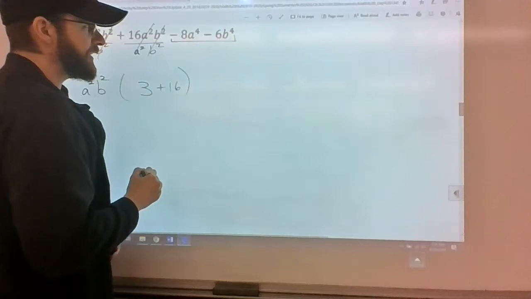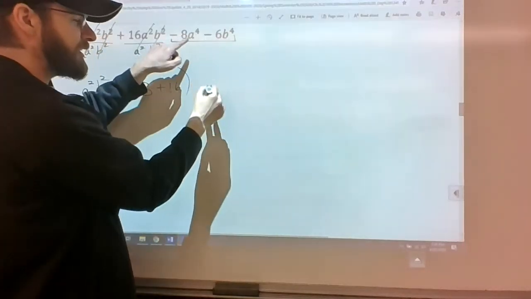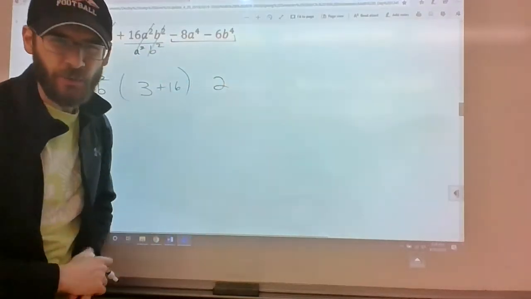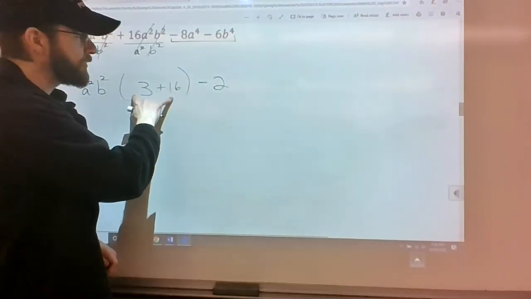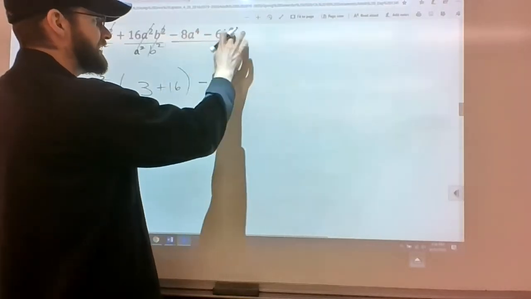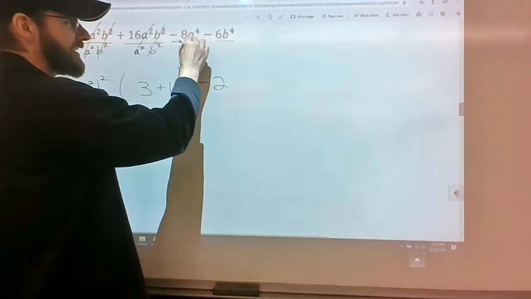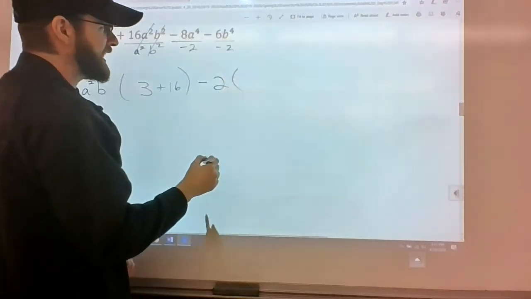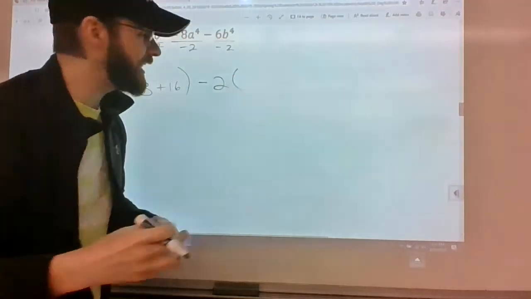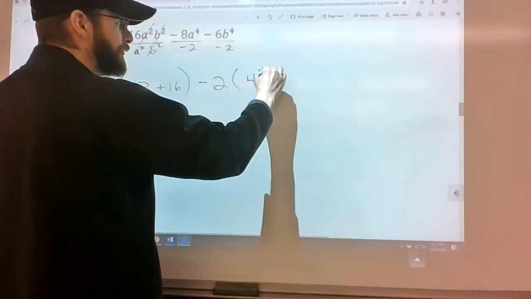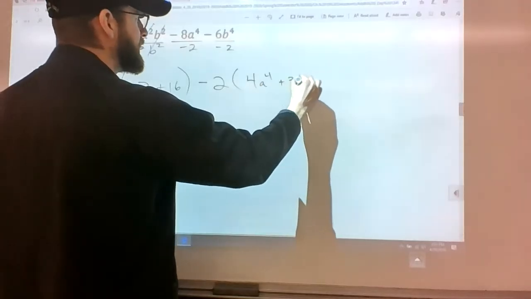If you group these two together, they're both even, so it looks like they share 2. And then the minuses, you'd want to take that out because you're left with just positives over here. But this is not going to do it, because if you divide the negative 2 out, this is a to the 4, b to the 4. Those don't share anything else. You're left with 4a to the 4 plus 3b to the 4.